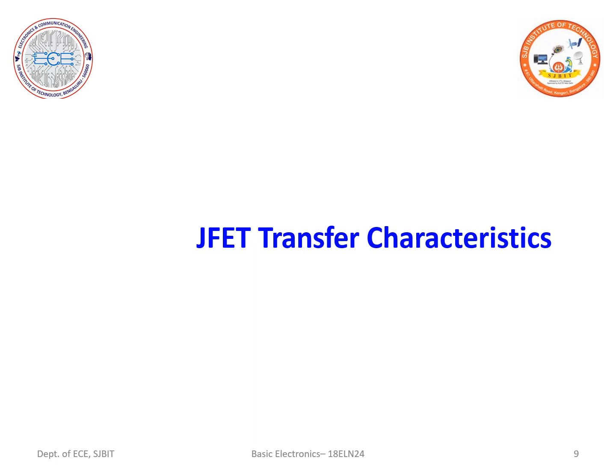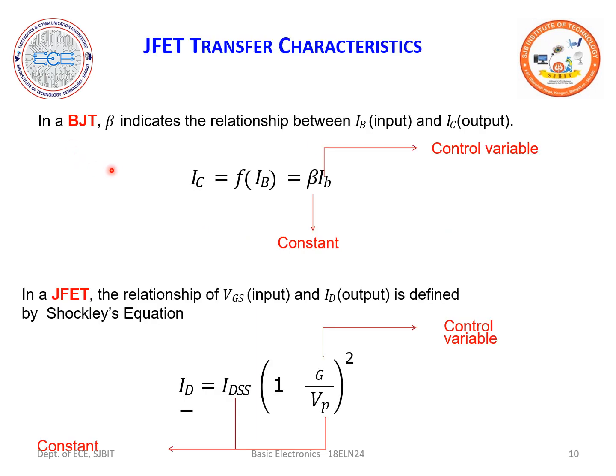So let us have a brief discussion on the JFET transfer characteristics, wherein we are going to study the Shockley equation. It is given by ID is equal to IDSS into (1 minus VGS by VP) whole square. So what is your VGS? IDSS is the maximum current, where the current is going to increase and the device is going to behave in the ohmic region.